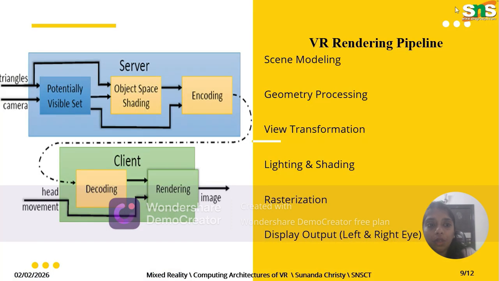So these are a few rendering pipelines which are more important. There are lots of rendering principles, and one of them is the VR rendering pipeline. The pipeline is important because of the scene modeling, the geometry processing, the view transformations, lighting, shading, what all the object space is needed, and rasterization, and how the output should be for the left eye and right eye, the fingers that we use, and the decoding, rendering, all those will be done in the form of a pipeline. That is the step-by-step process.